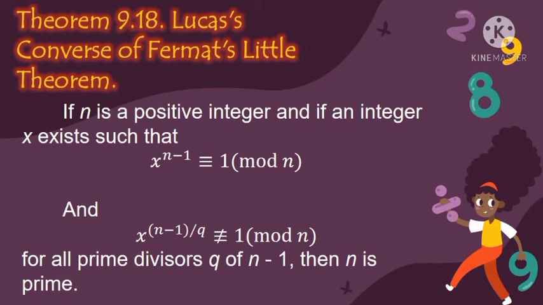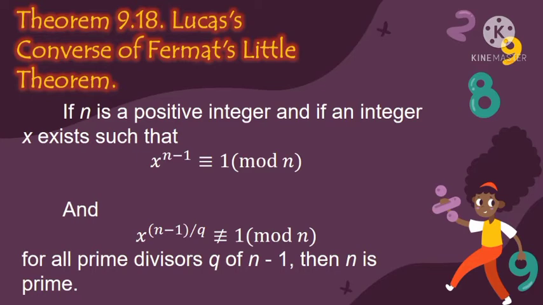We will begin the discussion about primality test with Theorem 9.18, the Lucas converse of Fermat's little theorem, also known as the Lucas primality test. It says that if n is a positive integer and if an integer x exists such that x raised to n minus 1 is congruent to 1 modulo n, and x raised to n minus 1 divided by q is not congruent to 1 modulo n, for all prime divisors q of n minus 1, then n is prime.